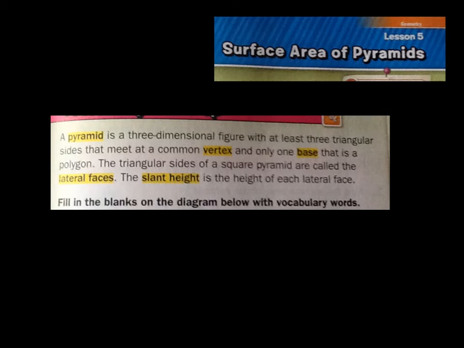This is lesson 5, surface area of pyramids. So again, we have some vocab words that you should be writing down.